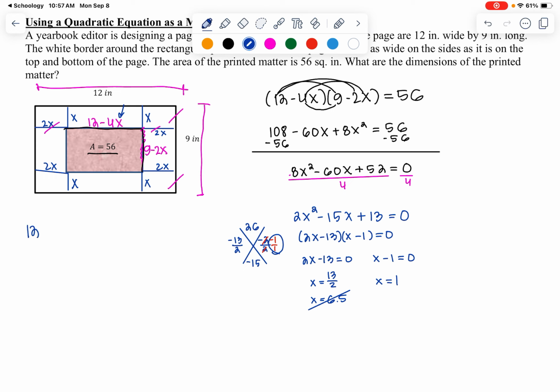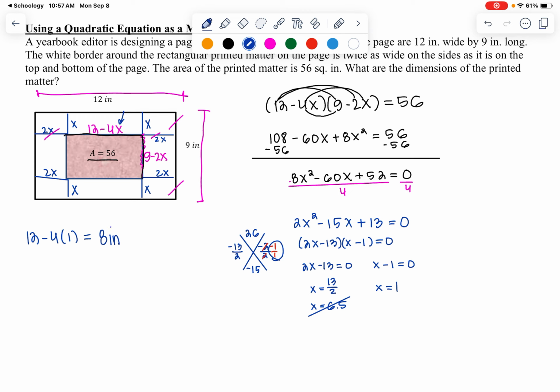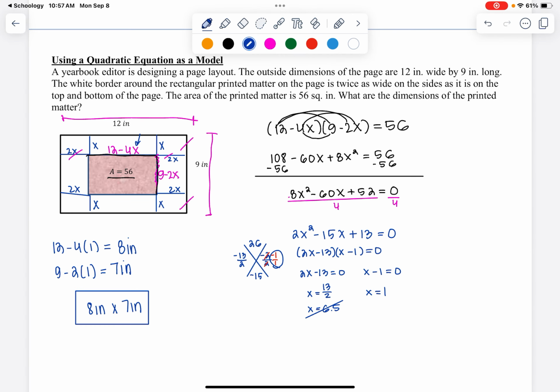So I'm going to do 12 minus 4 times 1. That's 8. What was this, in inches? Inches. And then the other one is 9 minus 2 times 1, which is 7 inches. So the dimensions of that printed area, or that printed matter, is 8 inches by 7 inches. Okay, and there you can see how you can use quadratics to model something.